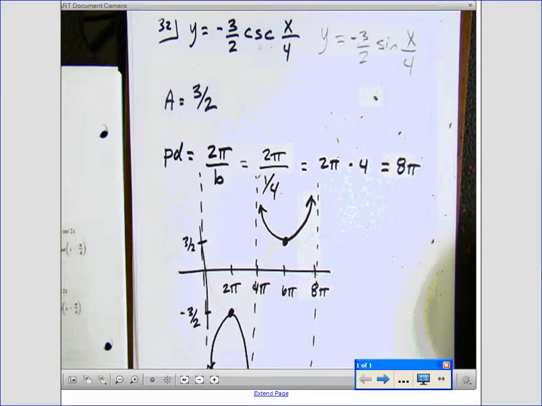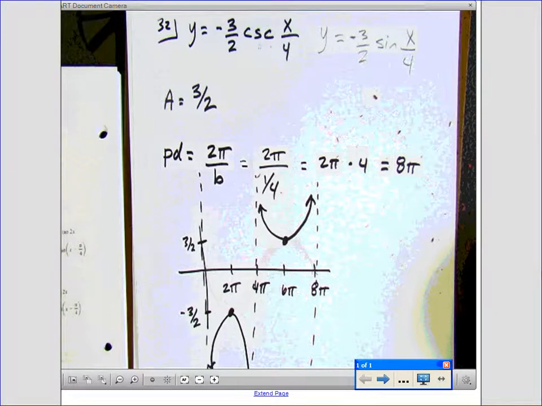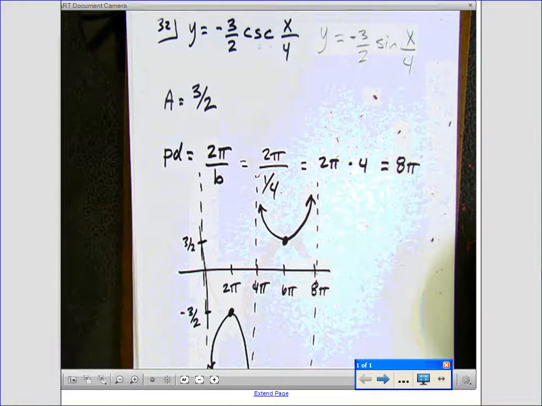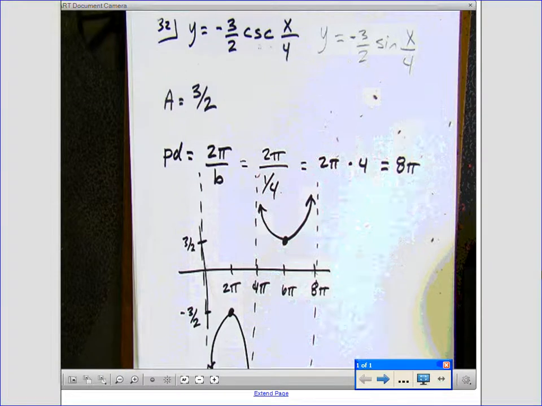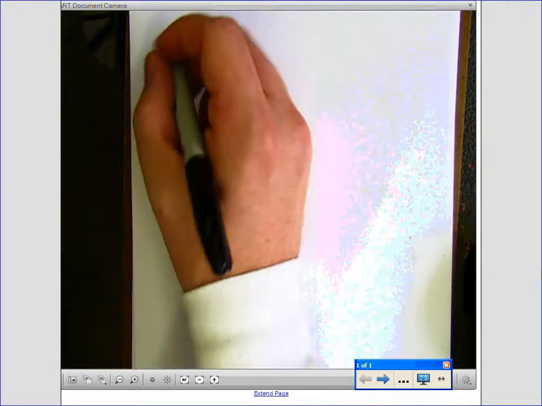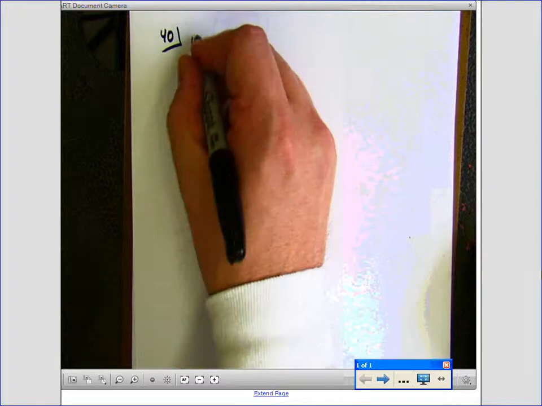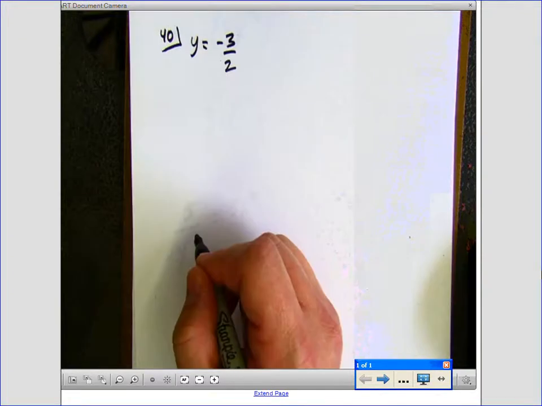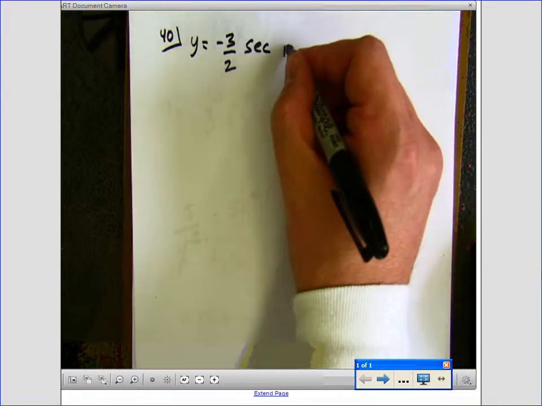All right, let's do another one. This time, that was a cosecant. Let's do a secant one. Let's do number 40. All right, so this one's a secant one. Here we got negative 3 halves, so same kind of like the other one started. All right, let's do secant of pi x.